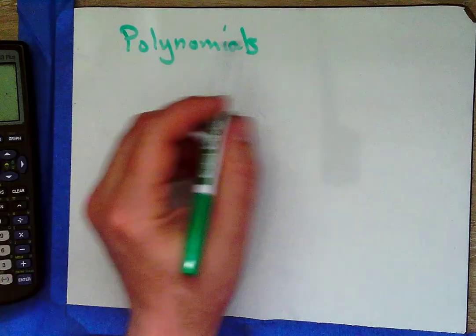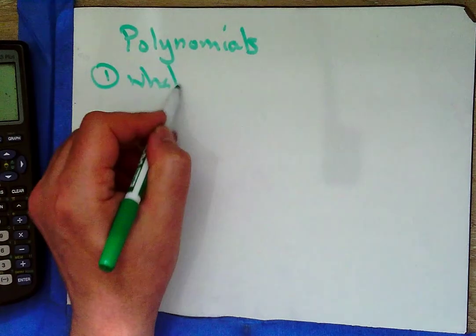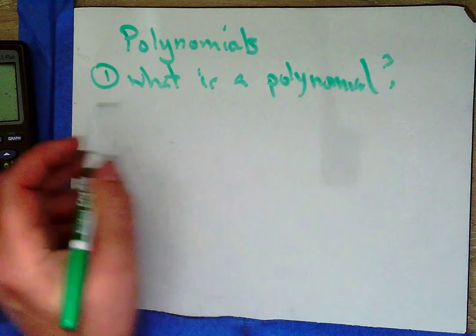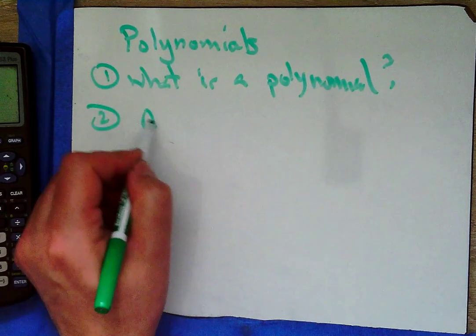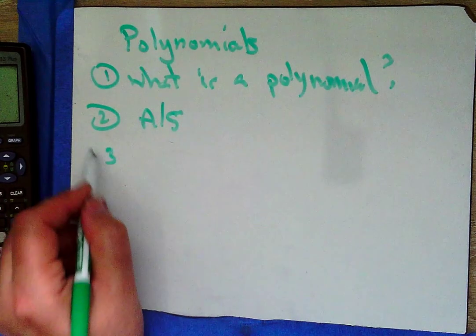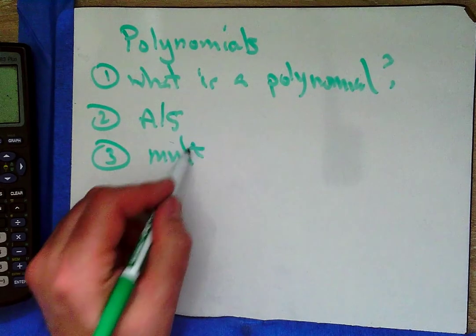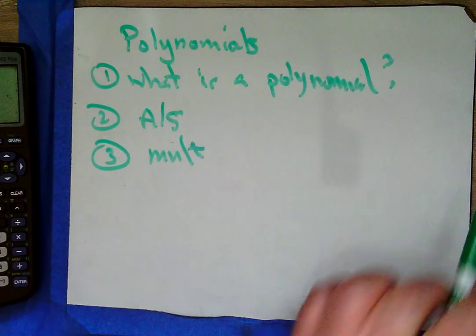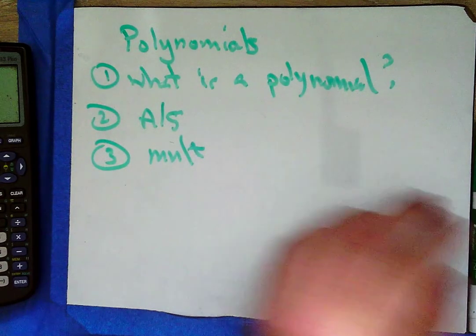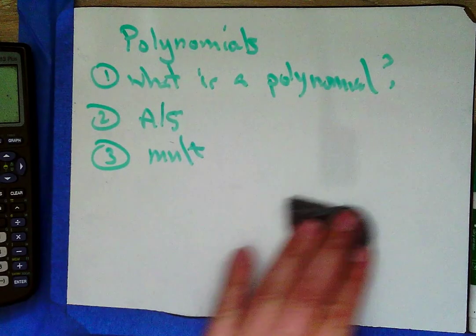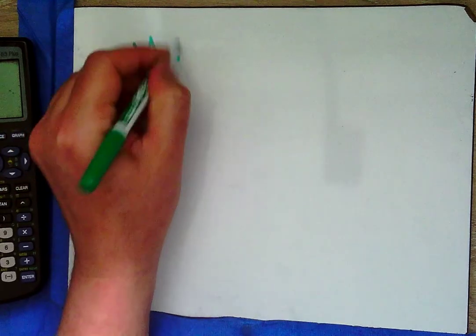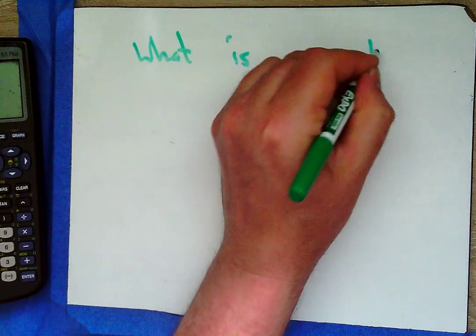We want to first ask, what is a polynomial? Then we want to add and subtract them. And then we want to multiply them in all kinds of different ways. Many of you will find this really, really easy. And that's the way it's supposed to be. This is supposed to be your easy, fast homework. Okay? So, let's start with what is a polynomial.